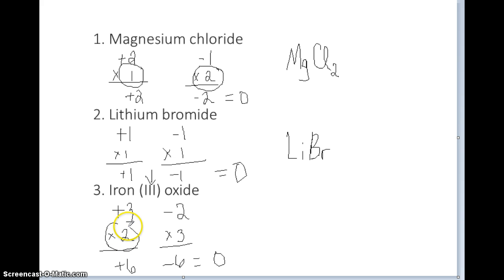So we're looking at the number of atoms that we had to multiply by to write our formula. The iron symbol is Fe, and I have 2 irons. Oxygen is O, and I had 3 oxygens. So it's going to be written Fe subscript 2, O subscript 3, Fe2O3.